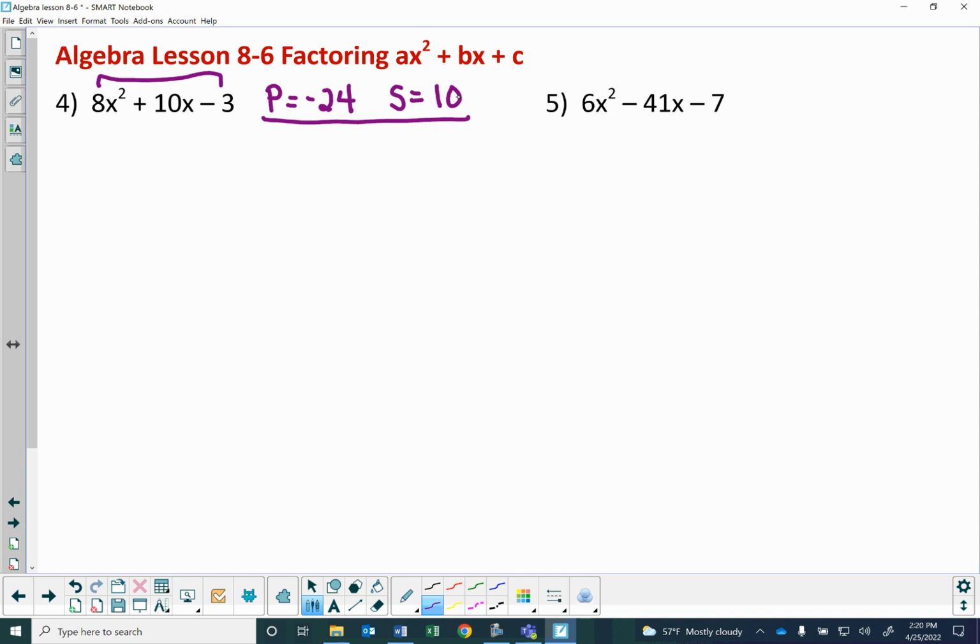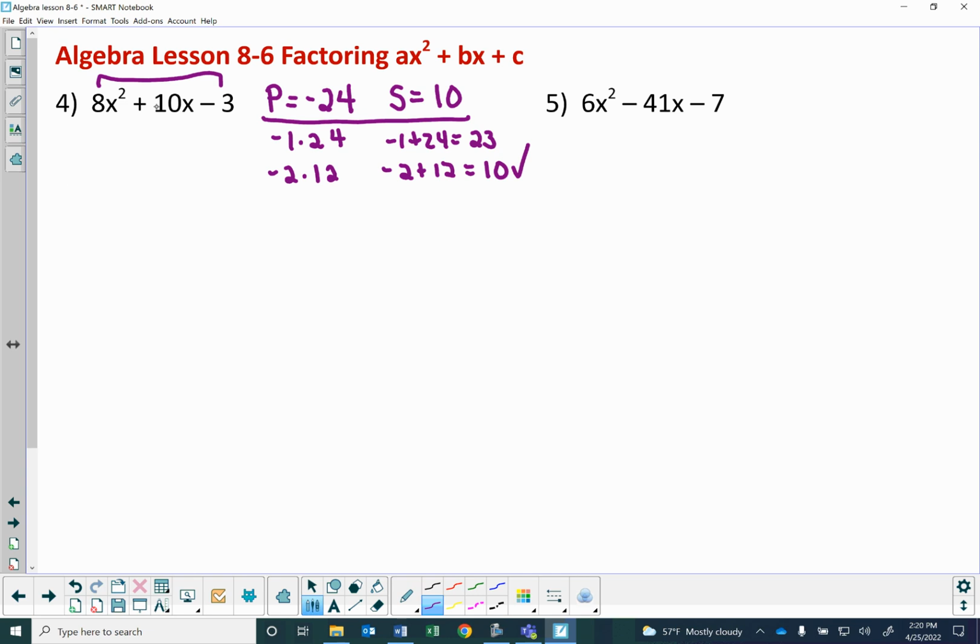And obviously the larger of the two factors has to be the positive factor. Okay, so if I do negative 1 times 24, that will give me negative 1 plus 24 is positive 23. That's not 10. Negative 2 times 12, negative 2 plus 12 is positive 10. There we go. There's my two factors. My factors are negative 2 and 12.